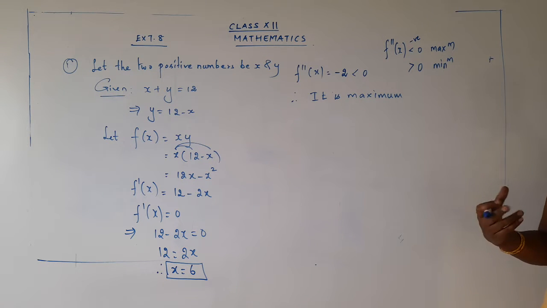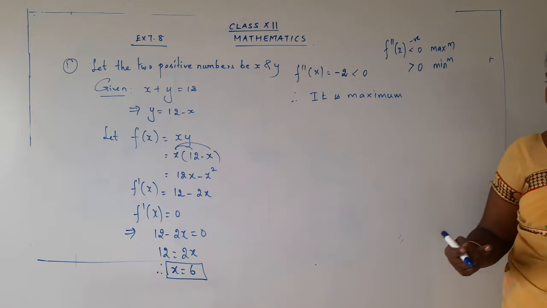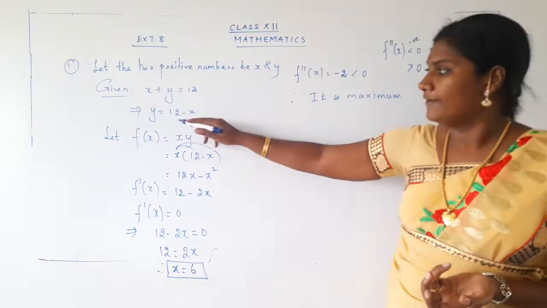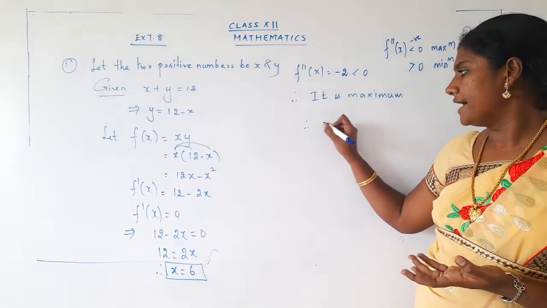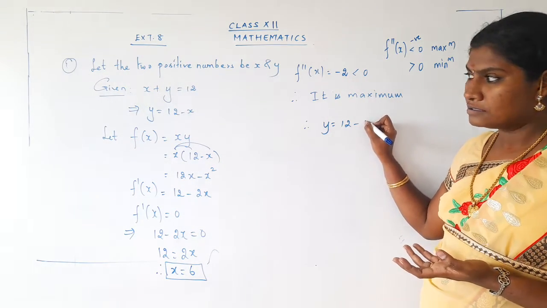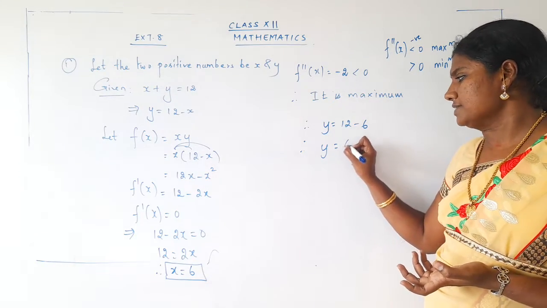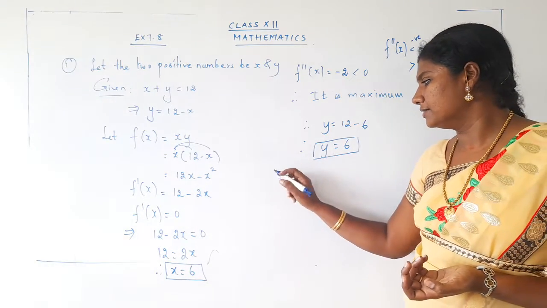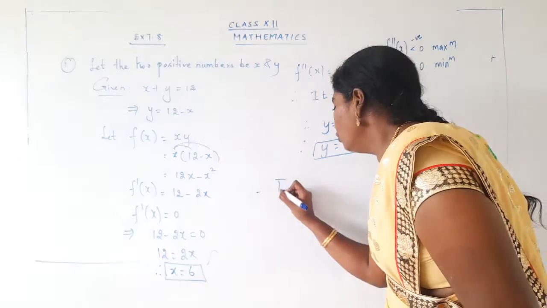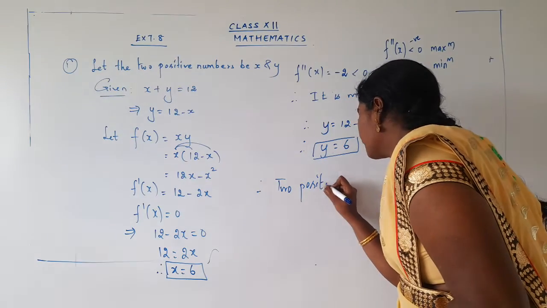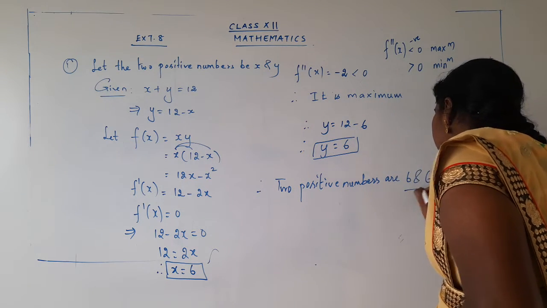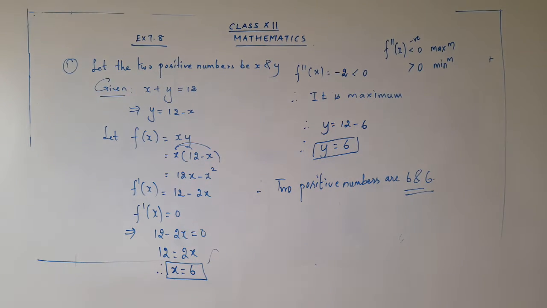Okay, so now we have to find out one more detail, because the question was to find out two positive numbers. I have found one value, that is x is equal to 6. Now we have to find out the value for y. And I know that y is equal to 12 minus x. So just put here y is equal to 12 minus 6. Therefore y is equal to 6. That's all. We have found the value for x and also the value for y. So just complete the statement over here. Just mention, therefore two positive numbers are 6 and 6.